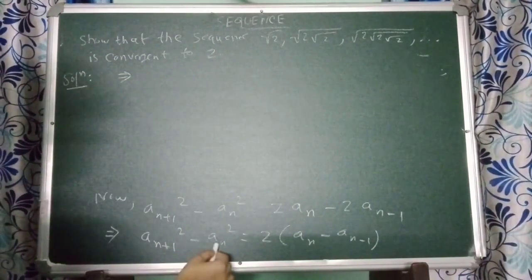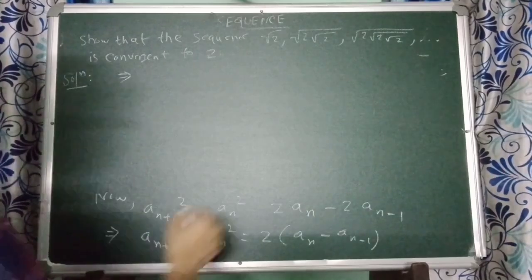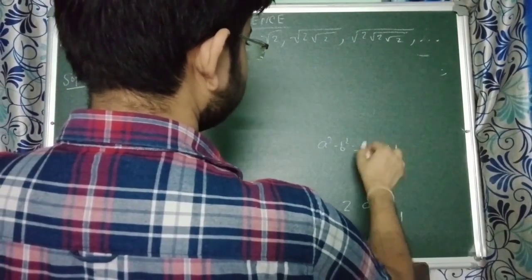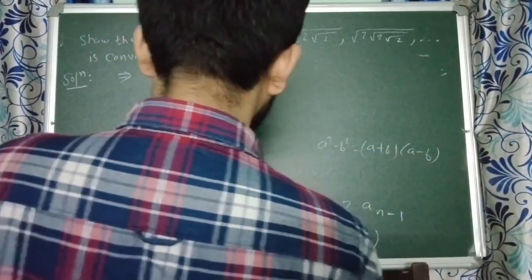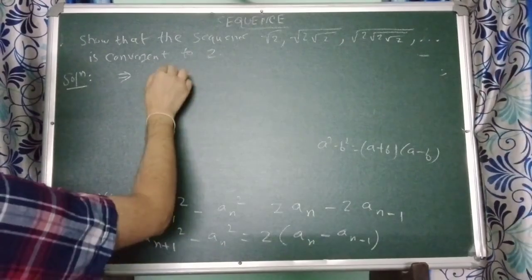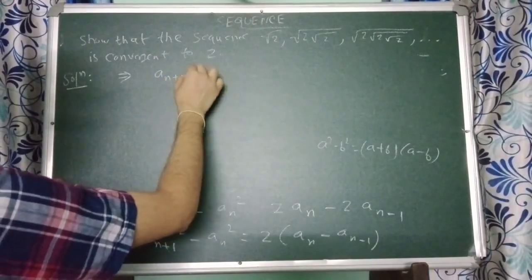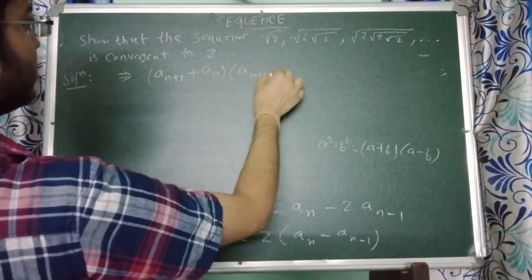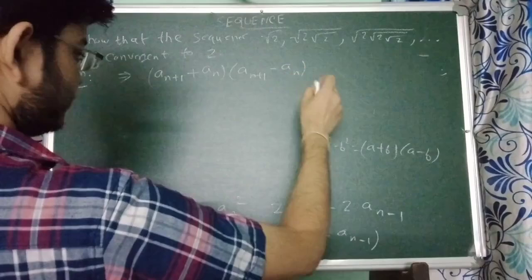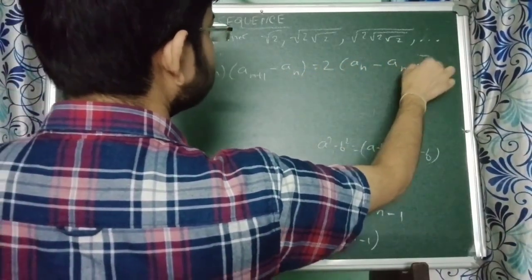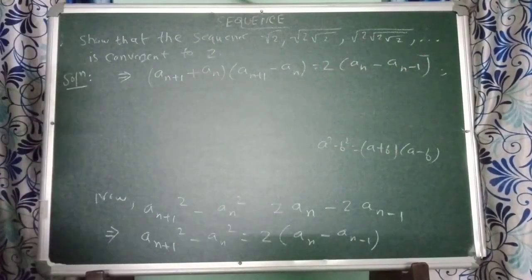Now we apply here the formula a squared minus b squared. I know that this is (a plus b) into (a minus b). So this left hand side can be written as (a_{n+1} plus a_n) into (a_{n+1} minus a_n) equals 2 into (a_n minus a_{n-1}).